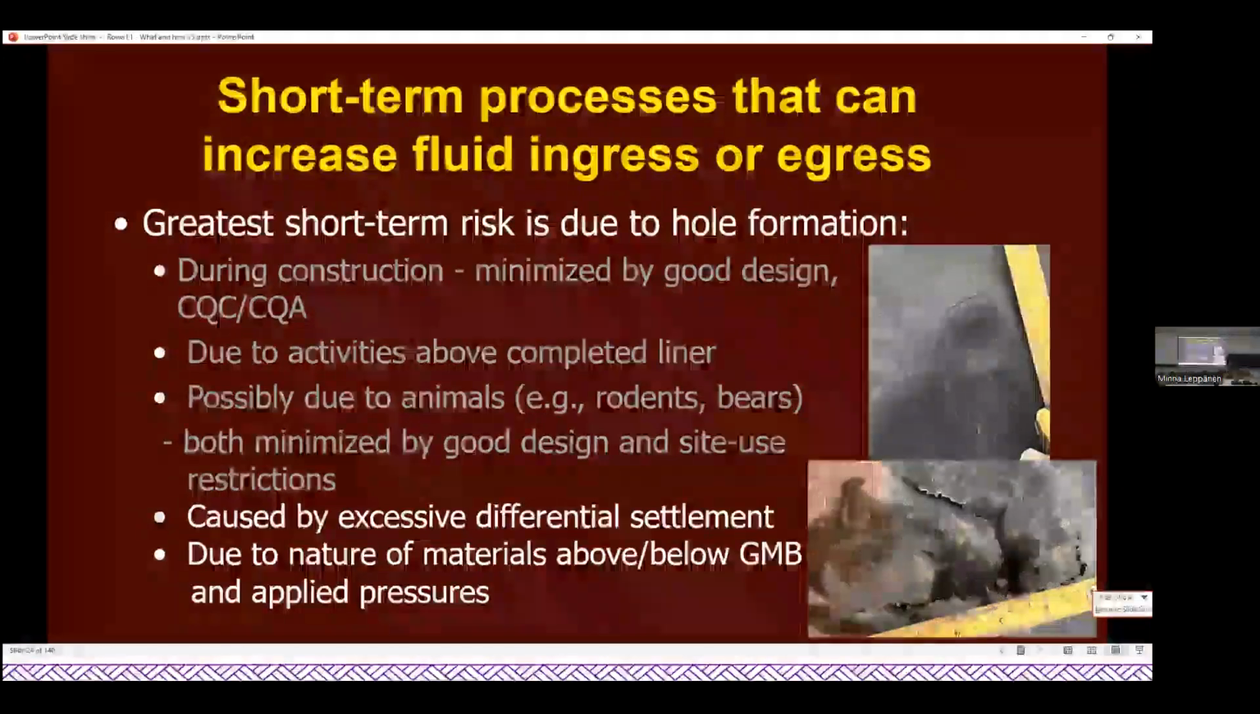We can get problems because of differential settlement, and we get problems because of the nature of the materials above and below the geomembrane, particularly when we have applied pressures. So we could have a situation where we had no holes when we built our heap leach pad or built our tailings storage facility, but holes occur because of what's in the subgrade and the loadings that are applied. So we have to recognize that even if we build it with no holes, that doesn't mean it's going to remain with no holes.